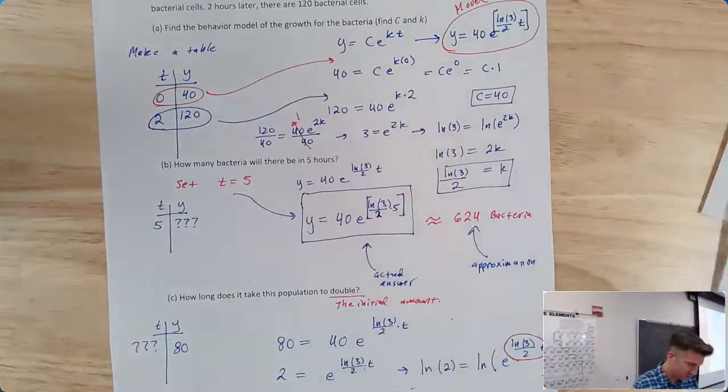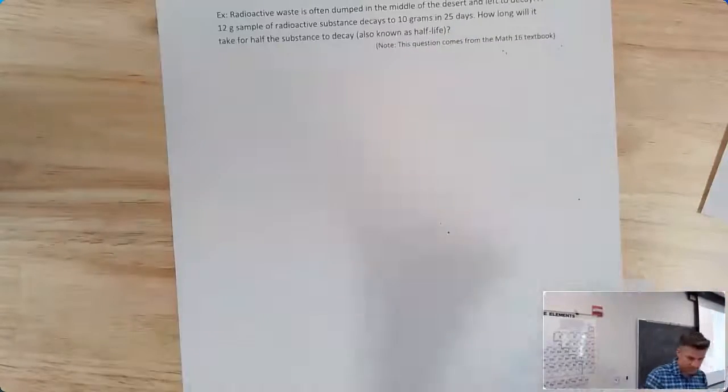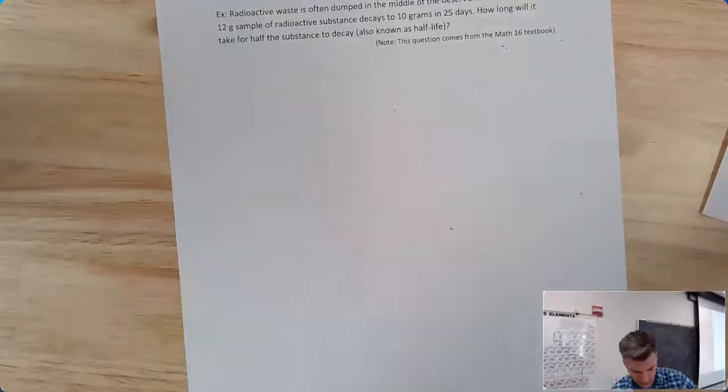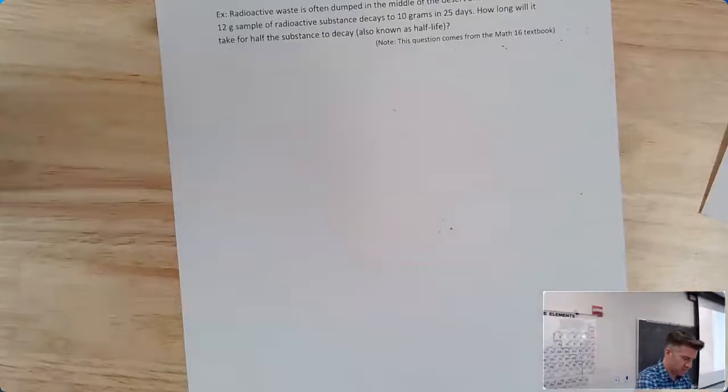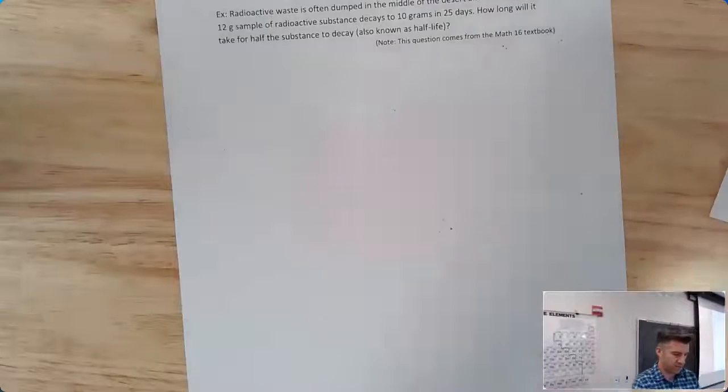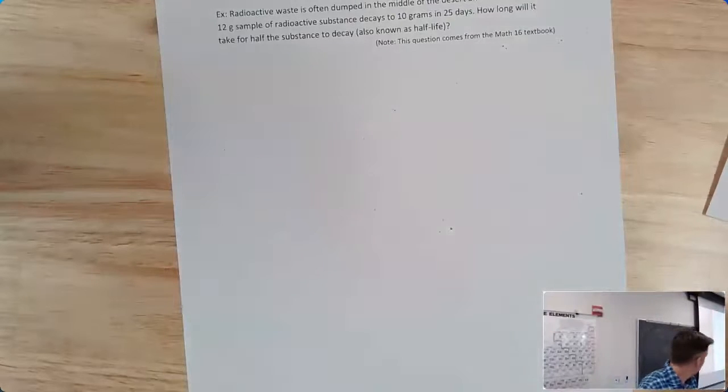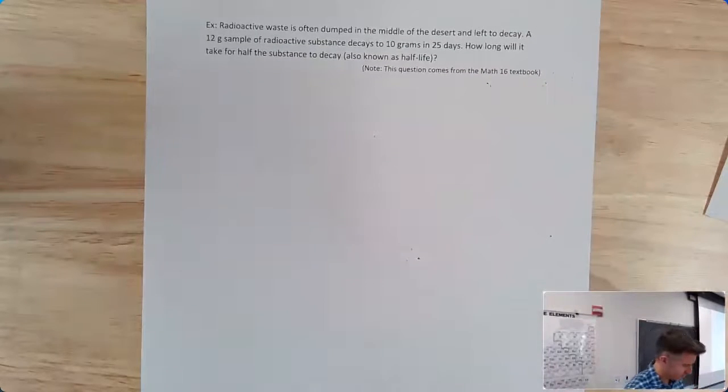Written all over this thing, unfortunately, here. Let's see, can I keep things in order? Maybe, maybe not. I'll figure it out later. So, radioactive waste is often dumped in the middle of the desert and left to decay, which just sounds terrible. I guess that's where it goes then. A 12-gram sample of radioactive substance decays to 10 grams in 25 days. How long will it take for half the substance to decay, also known as the half-life?